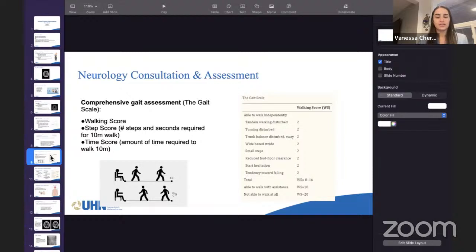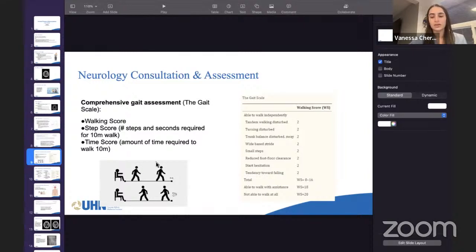And so, as Christine had mentioned, the main component of the triad where we see changes with regards to the TAP test is their gait. And so there are many different tools that you can use to assess one's gait. You need to make sure you do a comprehensive gait assessment. And one of the scales is the gait scale, which as shown here has three different steps.